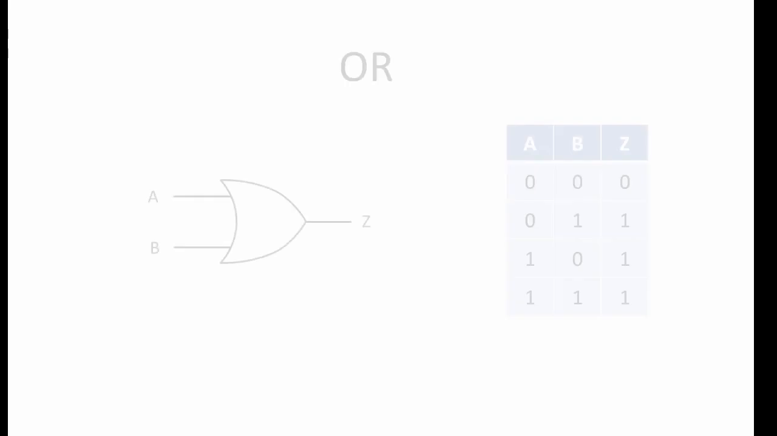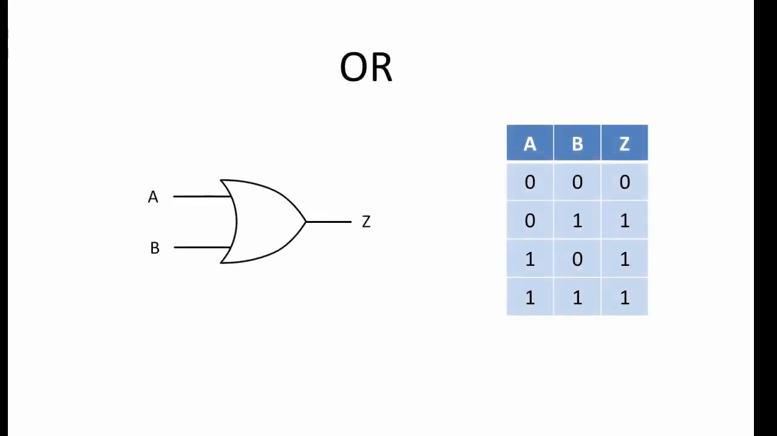And finally, this is the OR gate. When one or the other input is a 1, the output is a 1. Also, when both inputs are 1, the output is a 1.